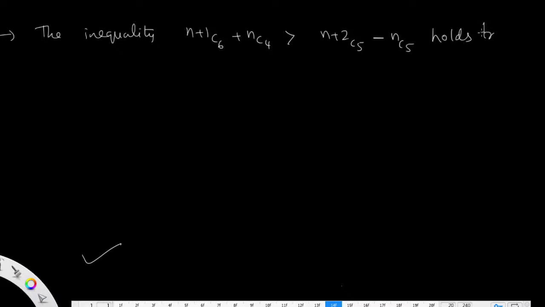Similar next question. The inequality n plus 1 C6 plus NC4 is greater than n plus 2 C5 minus NC5 holds true for all n if n is greater than dash. N is greater than or equal to dash.